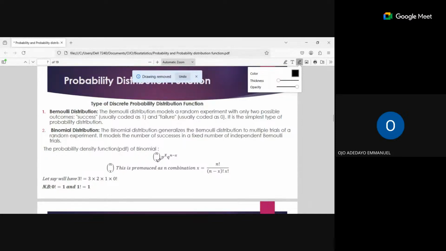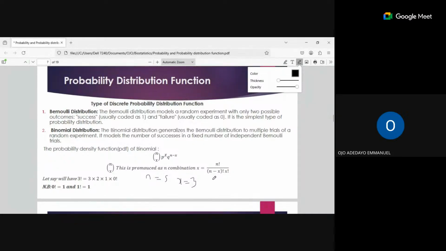Now, the N combination X that you are seeing here, this is the expansion of N combination X. It simply means N factorial, like this exclamation mark that you are seeing here, divided by N minus X factorial, times X factorial. Now look at this. This is N combination X. Let me use numbers so that we can understand. Let's say for instance I have my N to be equal to 5, and I have my X to be equal to 3.